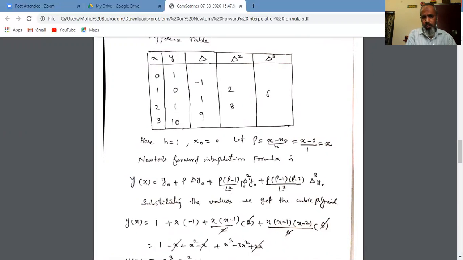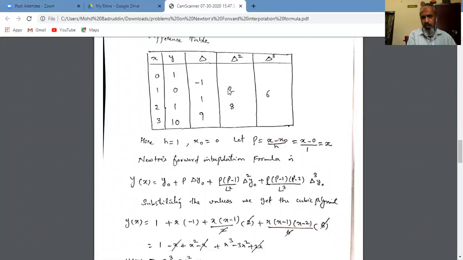Now, substituting the values of y0, delta y0, del square y0, del cube y0 and the value of p. What is the value of p? The p value is x. Now, substituting here, y of x is equal to, what is y0? Y0 value is 1. So this is y0. First value in the y column is y0. So y0 is 1 plus p. P is x into delta y0. Delta y0 is minus 1 plus p into p minus 1, x into x minus 1 by factorial 2 del square y0. This is del square y0.